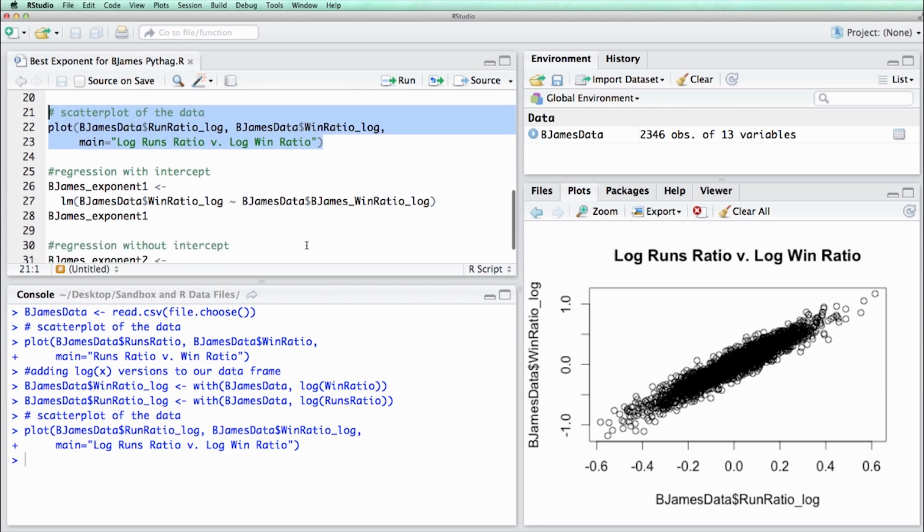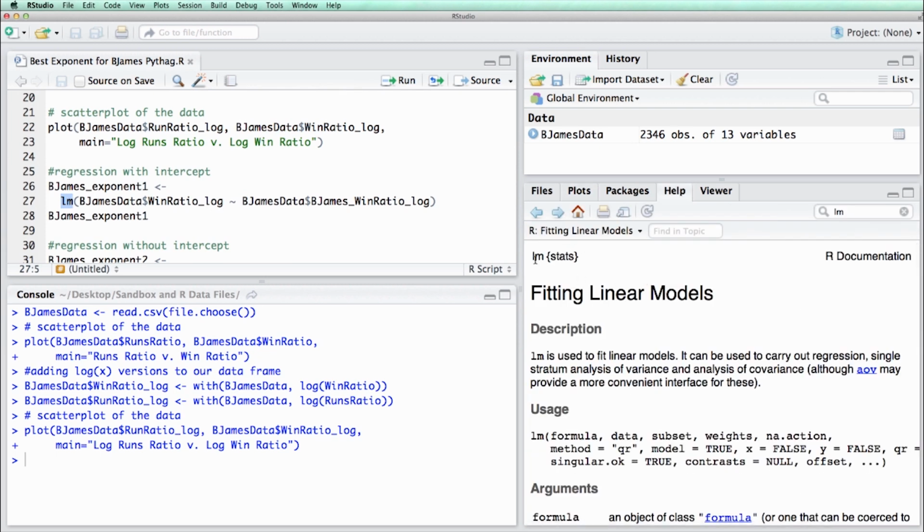And the way we do that is by running a linear model. So again, we can go to help, look at LM, the function. It fits a linear model, and we're going to compare the win ratio log to the run ratio log. Let's do that. Run that code.